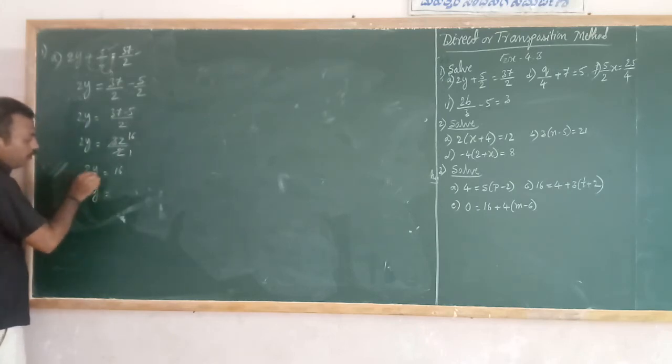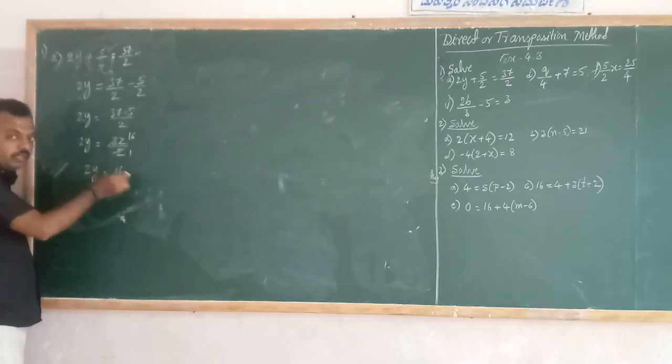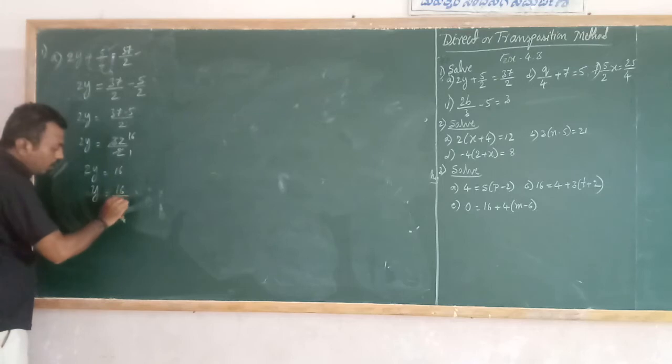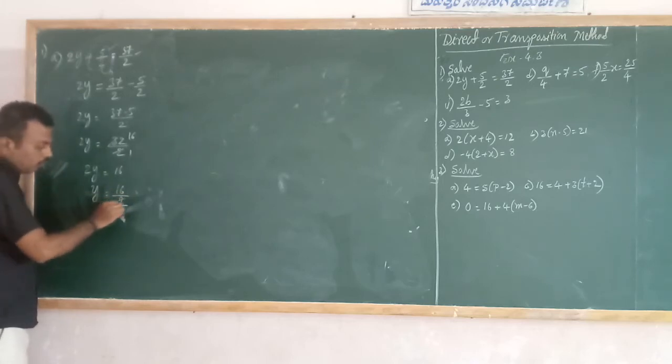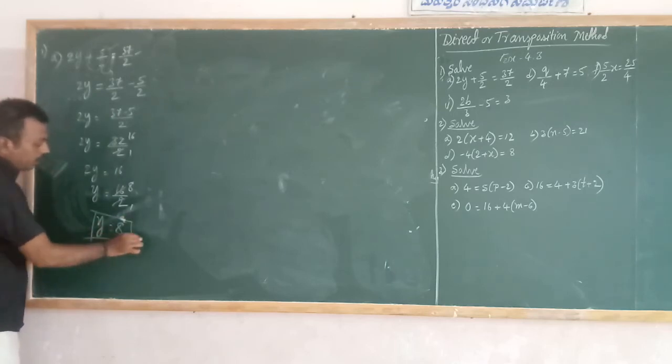Okay. Now I want to calculate the y value. Between y and 2, which sign is there? Into. So we should send 2 to the RHS. It becomes what? Divided by. So 2 eights are 16. Therefore y is equal to 8. The value of y is 8.